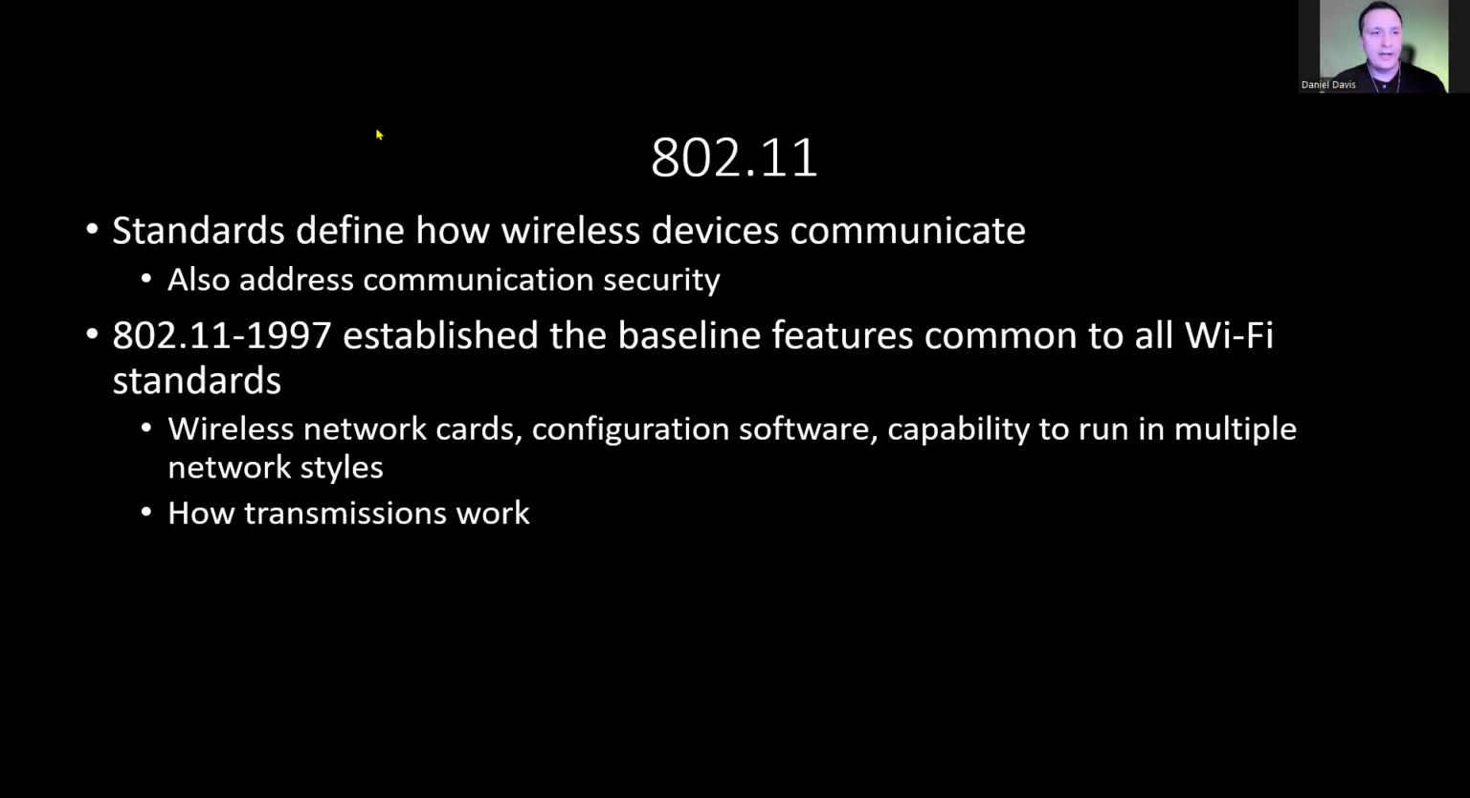A little more on 802.11. The standard defines how wireless devices communicate, and also addresses communication security. The first iteration, sort of Wi-Fi 0, 802.11-1997, was the first iteration of the 802.11 standard for Wi-Fi. It established baseline features common to all Wi-Fi standards: wireless networking cards, configuration software, compatibility to run multiple network styles, and how transmission works. Those are just some examples of the type of things that we're setting standards for.